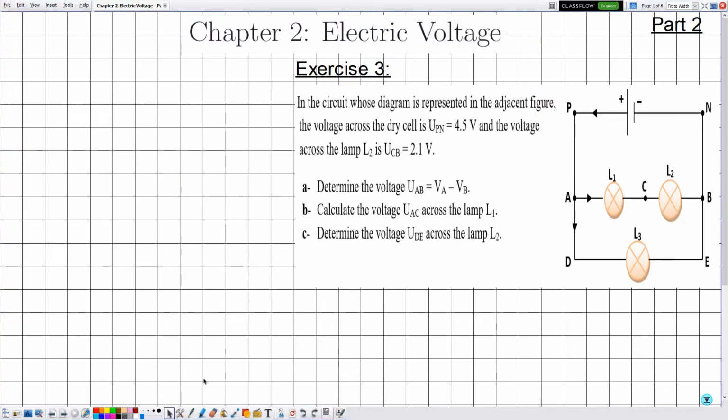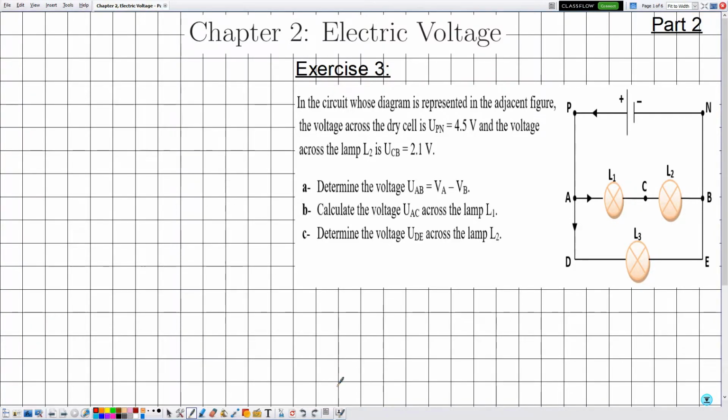So we have reached part 2 of chapter 2, which is the chapter of electric voltage for grade 10 students. In this part we will solve some exercises as a direct application on what we have explained previously and complete the explanation of this chapter. So let me start by exercise number 3.